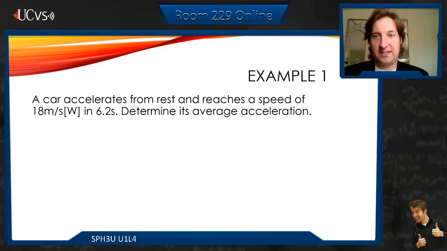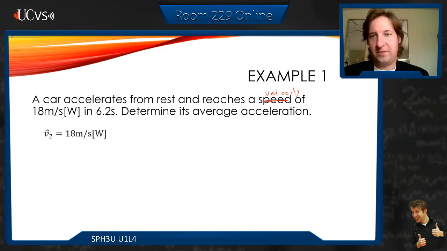Let's do a quick little example here. A car accelerates from rest and reaches a speed of 18 meters per second west. Speed, that should be velocity. Mr. Stone, that's a velocity. It has direction. Jeepers. In 6.2 seconds. Determine its average acceleration over that 6.2 seconds.